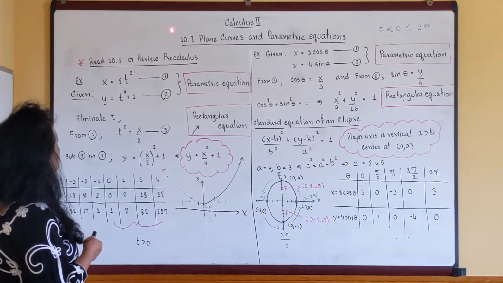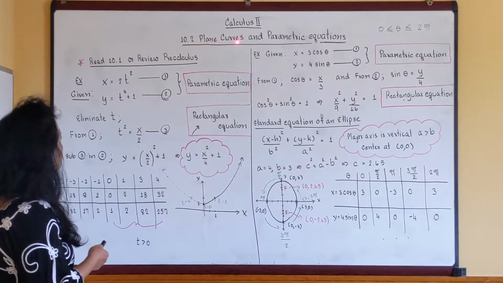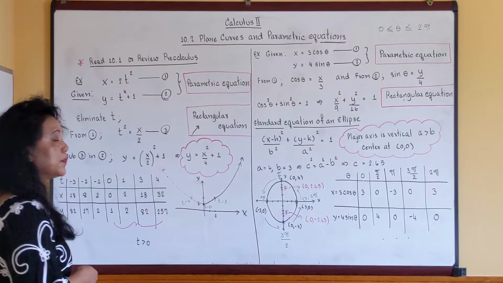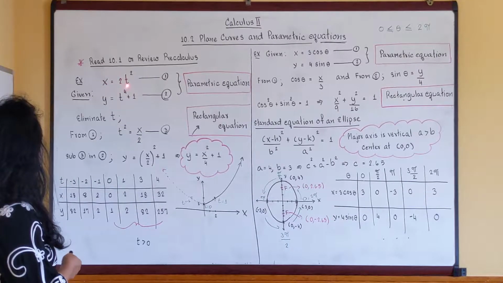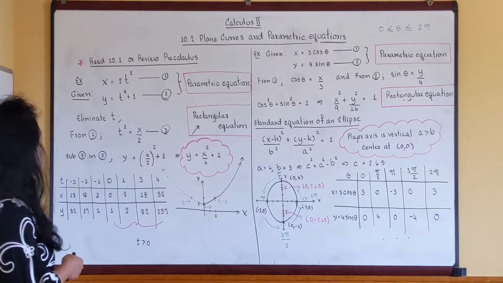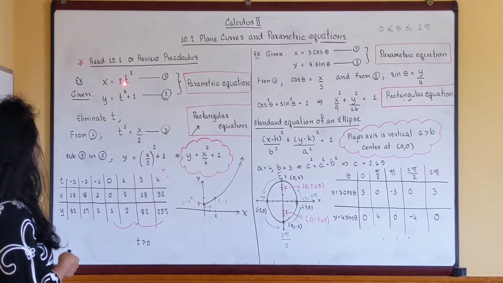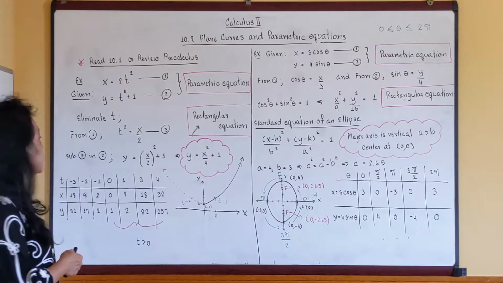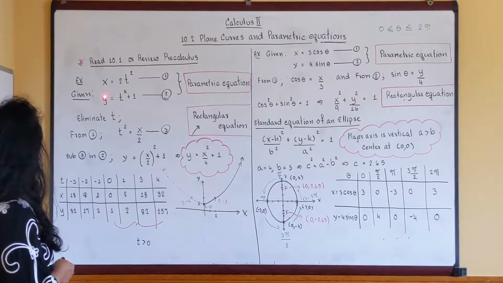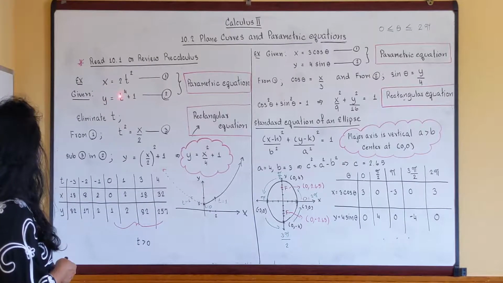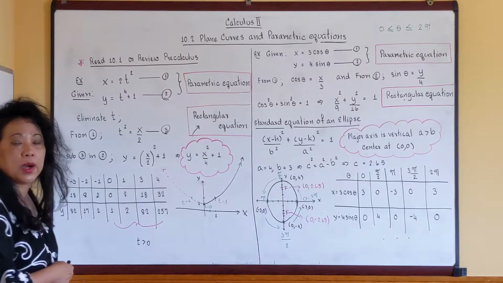So let's go to 10.2, all right? Plane curves and parametric equations. Let's say I'm given these two equations. The first one is x equal to t squared. So think of t as time and x as the x coordinate at a particular time. Now my second equation is y equal to t to the fourth plus 1.